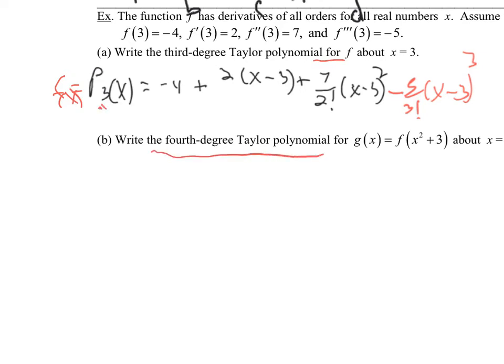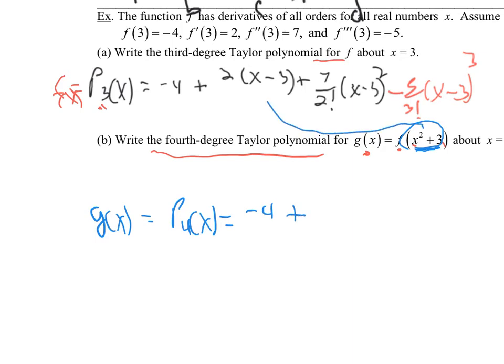Write the fourth degree polynomial for g using f of x squared plus 3. So what I'm going to do is, it's a composite function. Everywhere I see an x, I'm going to plug in an x squared plus 3 and see what happens. So g of x, which will be a fourth degree, the negative 4 doesn't have an x in it, so it's still going to be a negative 4. Plus, when I take the x squared plus 3 in place of the x, I get a 2 times x squared plus 3. Don't forget my minus 3 that I already had.